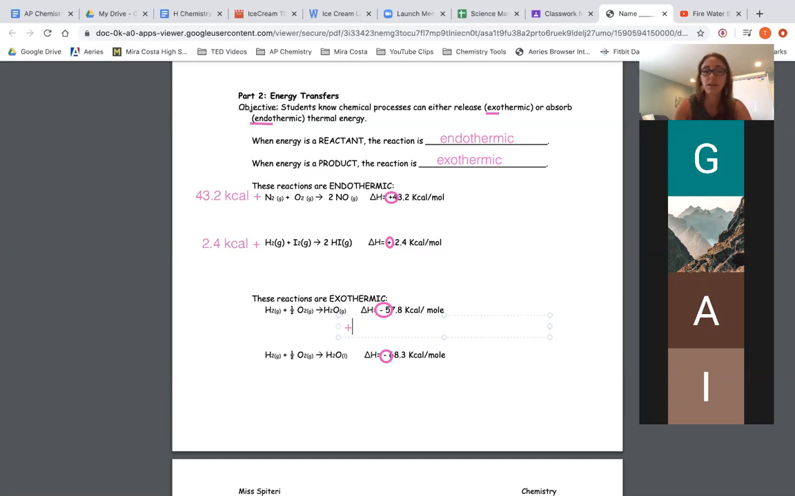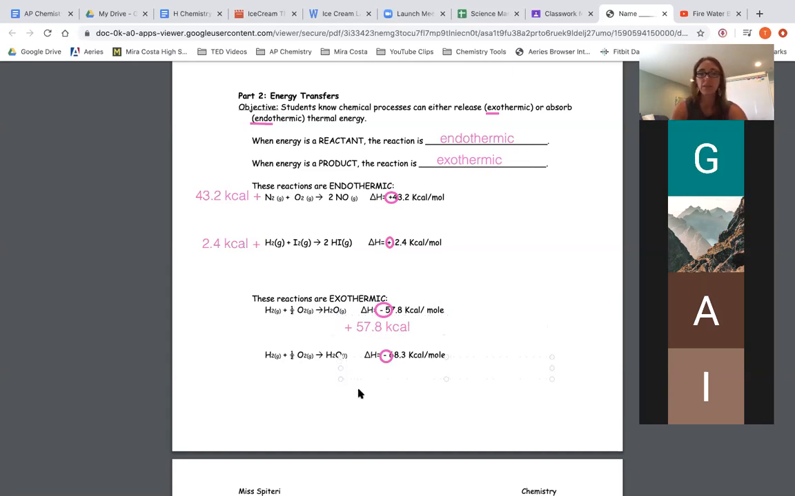On the product side, I could add 57.8 kilocalories. And you don't need to worry about the per mole part, okay? We'll talk more about what that means in AP chemistry, but it's per mole of the reaction the way it's written. So it's like per 1 mole of water, or per 1 mole of hydrogen, or per half mole of oxygen. It's just based on the coefficients that are here.